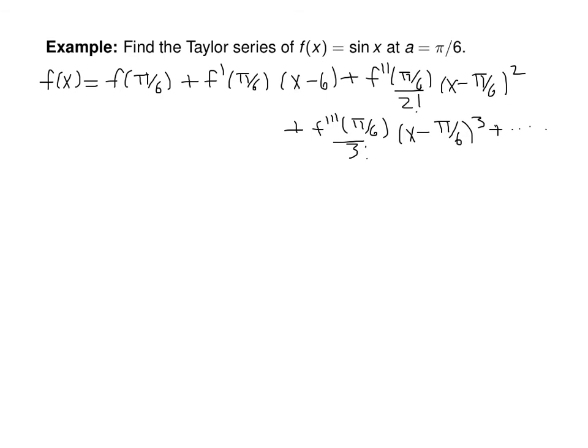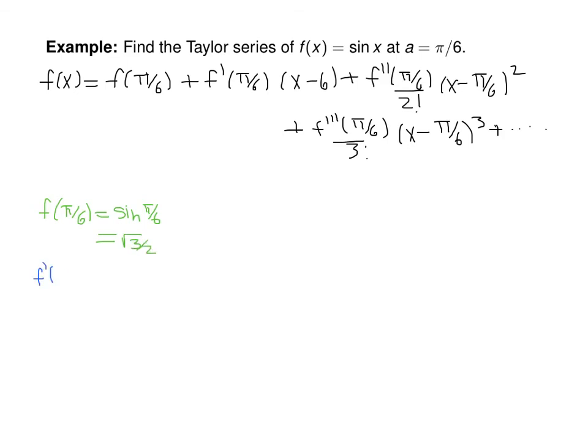So first we're going to need multiple derivatives of sine at pi over 6. So first of all, f of pi over 6, that's sine of pi over 6, which is root 3 over 2.